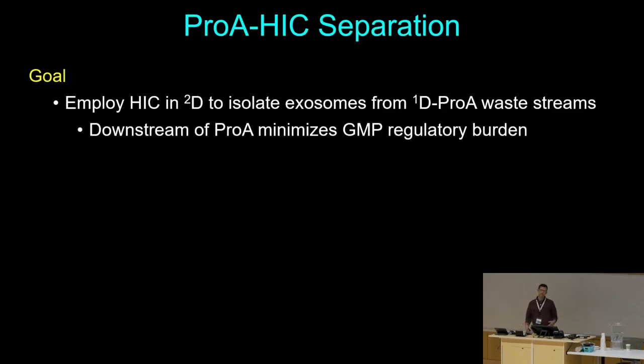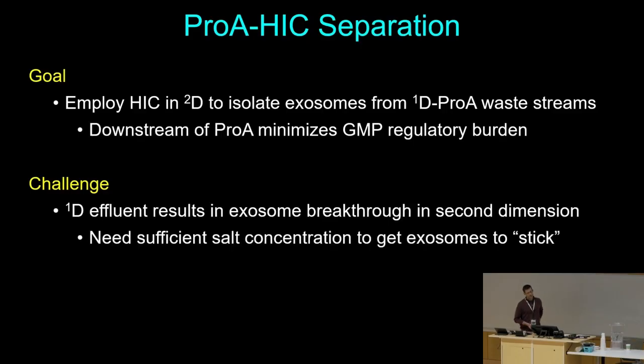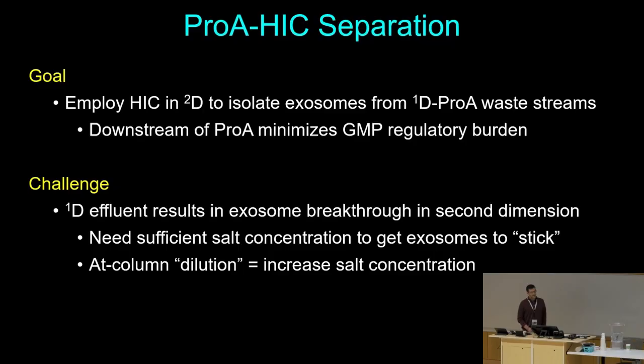And the idea of implementing this downstream was to possibly mitigate the GMP regulatory burden on companies who might be throwing away these exosomes in their ProA effluent. The challenge, however, is the 1D effluent results in exosome breakthrough in the second dimension. And so we need sufficient salt concentration to get the exosomes to stick. And so the problem is an at-column dilution, and I say dilution in quotes because we actually need to increase the salt concentration prior to hitting the second dimension column.